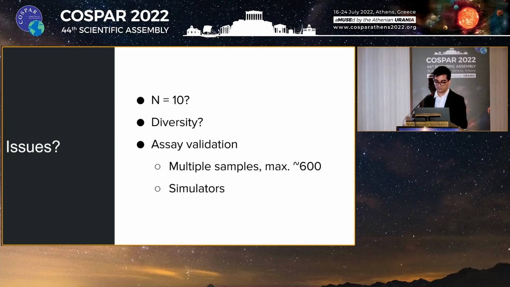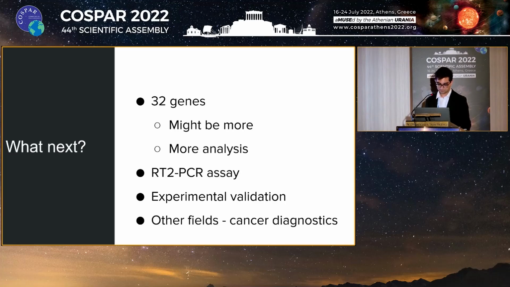This assay also needs to be validated, but this can be solved by using multiple samples from astronauts to increase sample size and also using simulators to get more data. We do need to verify that correlation breakdown also happens in simulations.